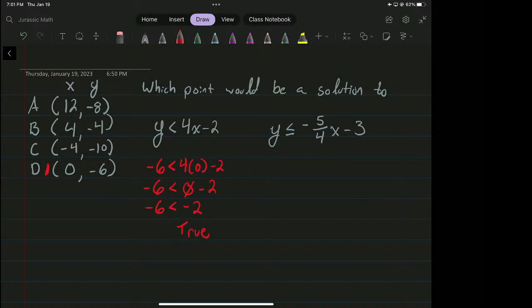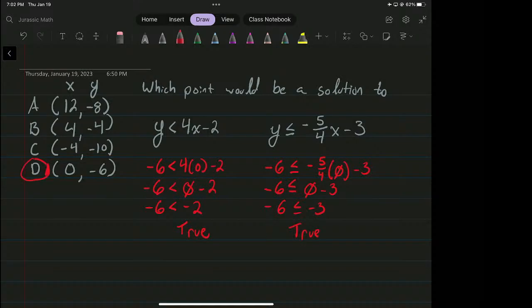However, it has to be true for both equations. So I still need to plug it into the other equation to make sure. So the other one, negative 6 is less than or equal to negative 5 over 4 times 0 minus 3. Order of operations still. We're going to multiply. We get 0. And then finally, 0 minus 3 is negative 3. Negative 6 is less than or equal to negative 3, so that is a true statement. So my answer is going to be D.